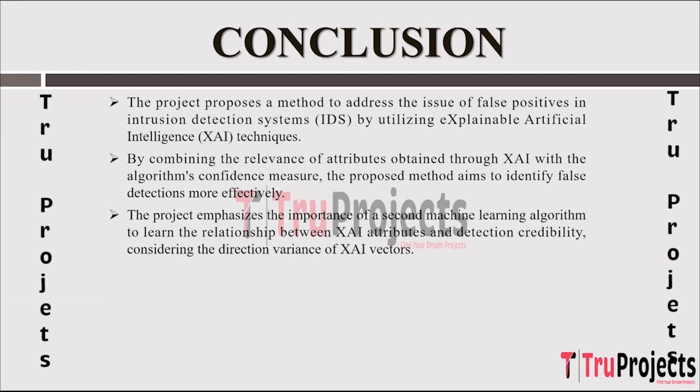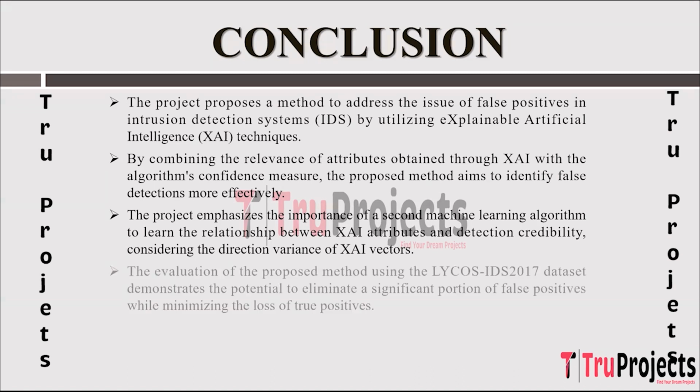To delve deeper into the relationship between XAI derived attributes and detection credibility, the project introduces a secondary machine learning algorithm. This additional algorithm investigates how changes or variations in specific attributes impact the credibility of detections. Understanding this relationship helps in fine tuning the IDS decision boundaries.